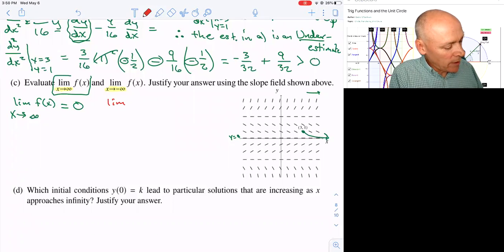So the next one, the limit as x approaches negative infinity of f of x. Well, again, jump on the point 3, 1.